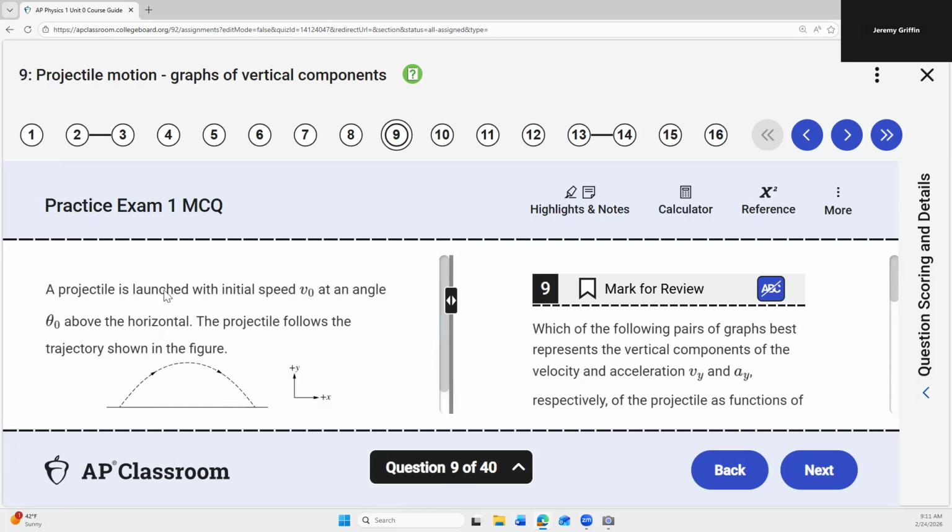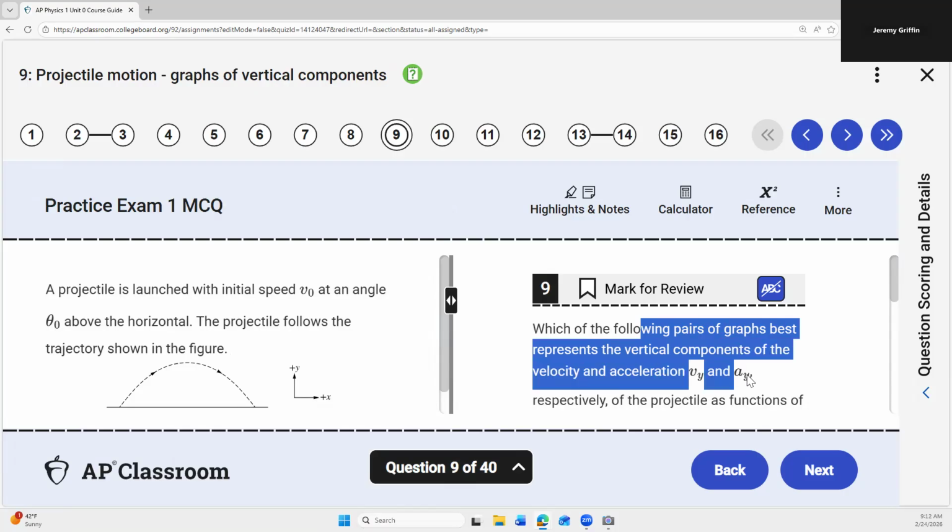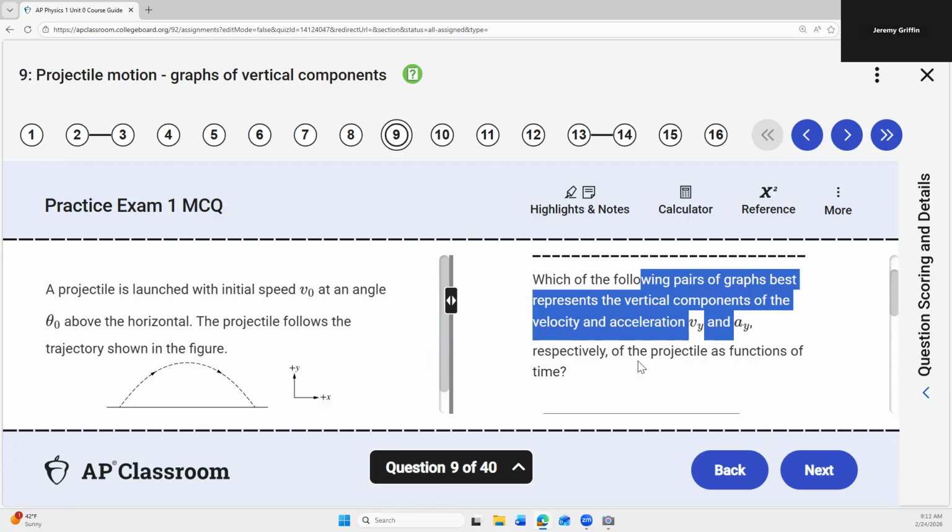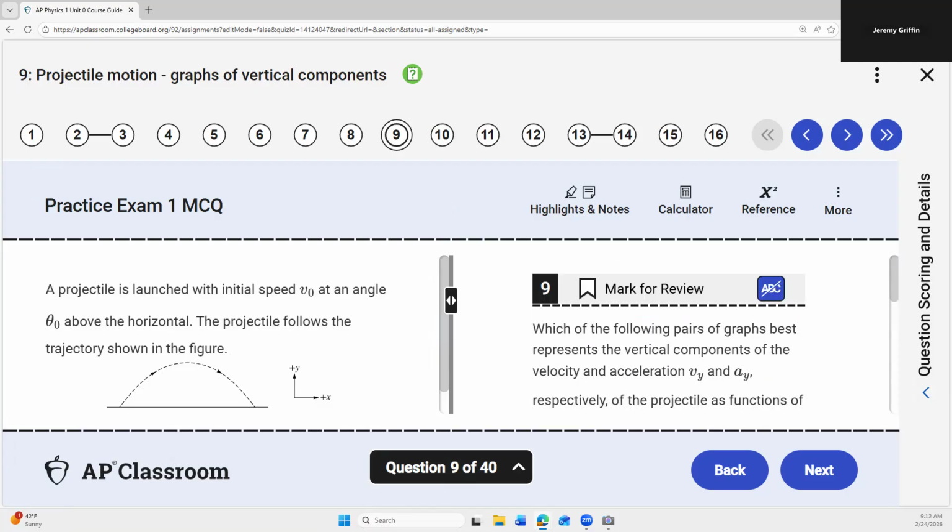Number 9. A projectile is launched with initial speed v naught at angle theta naught over the horizontal, and the projectile follows this trajectory. Which of the following pairs of graphs best represents the vertical component of velocity and acceleration as the projectile is functions of time? Okay, let's come up with those from scratch, and then we'll figure out.